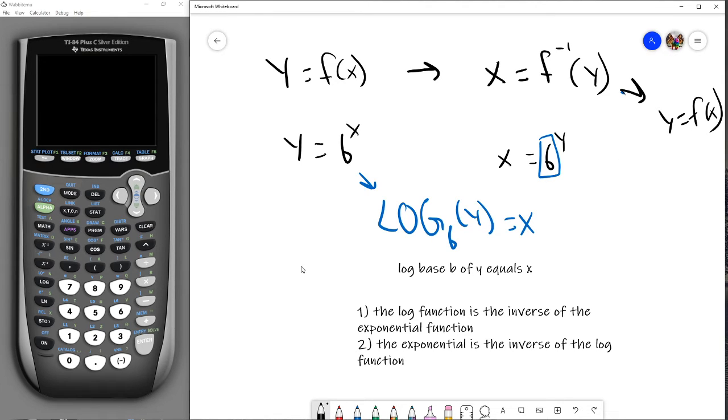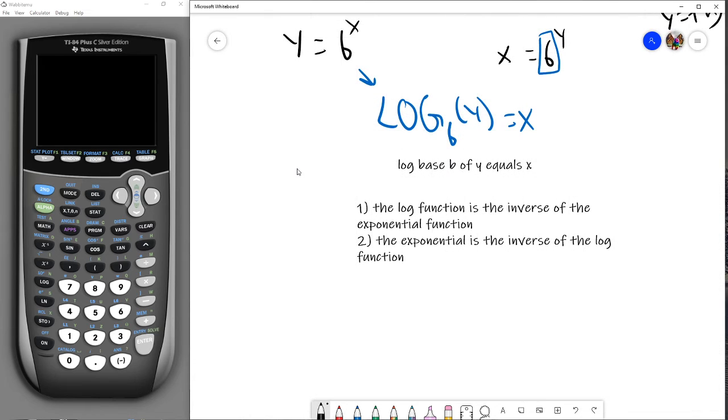Alright, so a key skill that you need to have when working with logarithms is rewriting. So we want to think about how can we rewrite exponentials as logs and vice versa. So we want to be able to convert from exponentials to logs and from logs to exponentials.